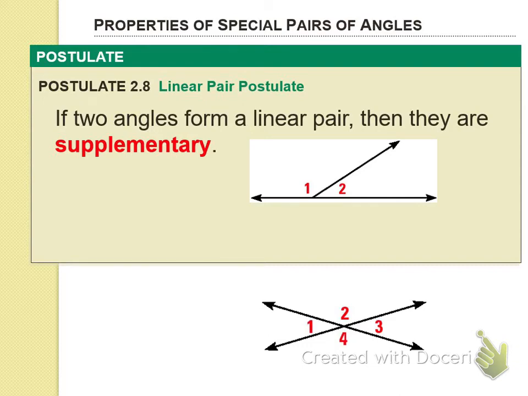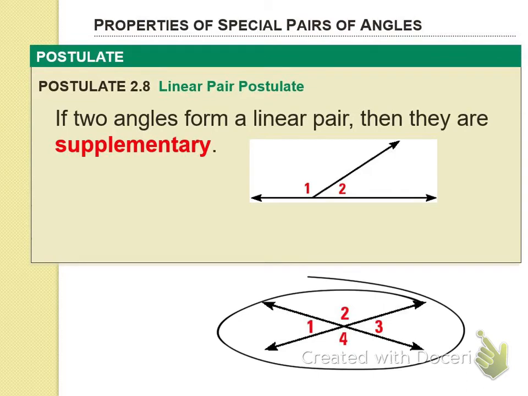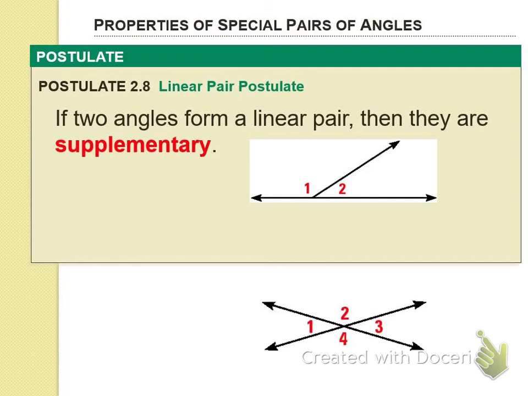Linear pairs are supplementary. And then you've got this picture down here. It should look familiar. I believe you had one like this on your test. Let's say that angle 3 was 10 degrees. Where are supplementary or linear pairs? Where are they located in reference to each other?